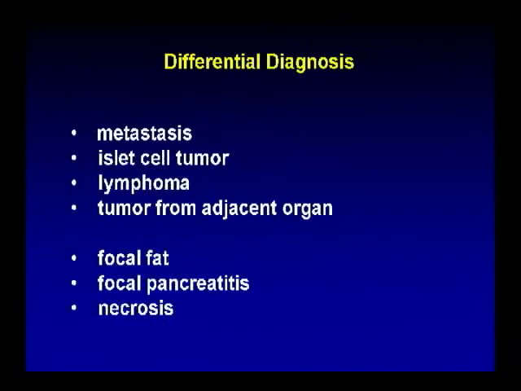angiography. Differential diagnosis of pancreatic carcinoma includes malignant etiology such as metastasis, islet cell tumor, lymphoma, and tumor from adjacent organ, as well as benign etiologies including focal fat, focal pancreatitis, and necrosis.